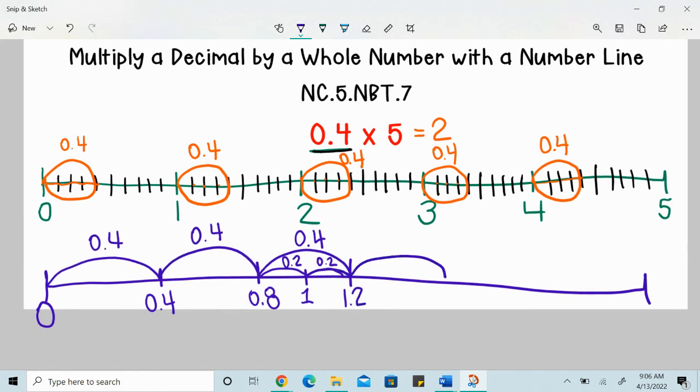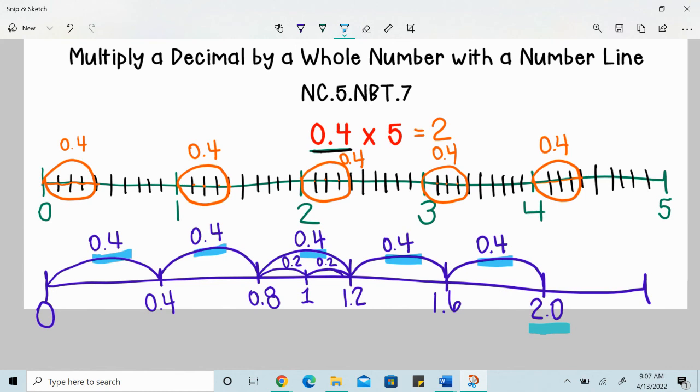Now I would have 4/10 again. So I'm at 1 and 6/10. And then I know 4/10 more than that, I would be at 2 wholes. And so I can go back and just make sure I've shown 4/10 5 times. 1, 2, 3, 4, 5. So that's showing 4/10 5 times, or 5 groups of 4/10. And I see that I get the same product of 2 wholes.